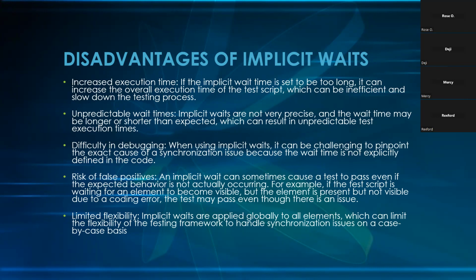We have bugs or false positives. An implicit wait can sometimes cause a test to pass, even if the expected behavior is not actually occurring. For example, if the test script is waiting for an element to become visible, but the element is present but not visible due to a coding error, the test may pass even though there is an issue. It also has limited flexibility. Implicit waits are applied globally to all elements, which can limit the flexibility of the testing framework to handle synchronization issues on a case-by-case basis.